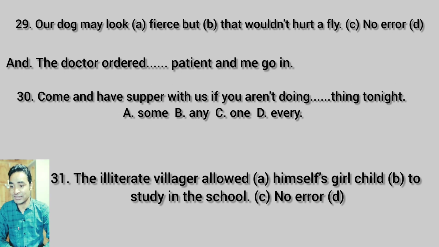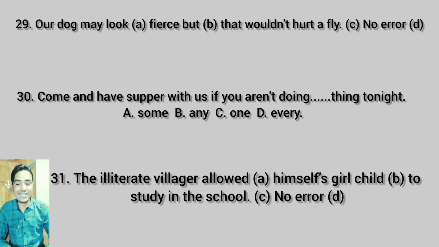Question number 29. Our dog may look fierce, but that wouldn't hurt a fly. Fierce means dangerous, horrible. What is the error in this sentence? As you know, that can be used as a demonstrative pronoun and as a relative pronoun. So that has two uses: one, relative pronoun, second, demonstrative pronoun. Demonstrative pronoun means this, that, those. I hope you know about it.